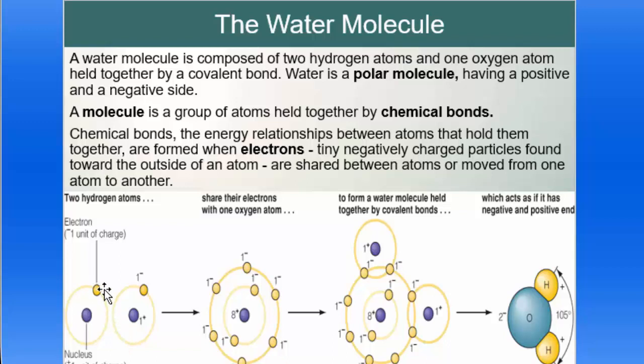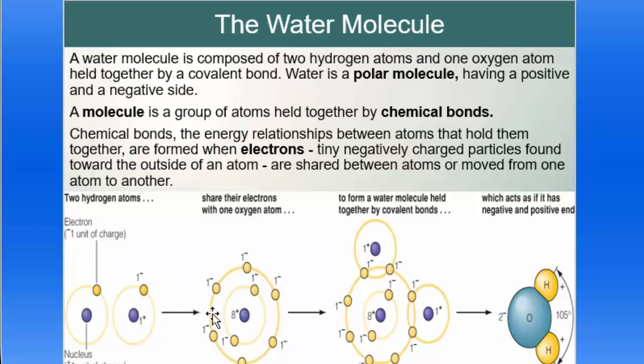Now, electrons move around nuclei in shells. The first shell can contain two electrons, and hydrogen only contains one. The second shell, as we see here with the oxygen atom, can contain up to 8 electrons, and each subsequent shell can contain 8 electrons. When 2 hydrogen atoms come toward 1 oxygen atom, they share this electron.